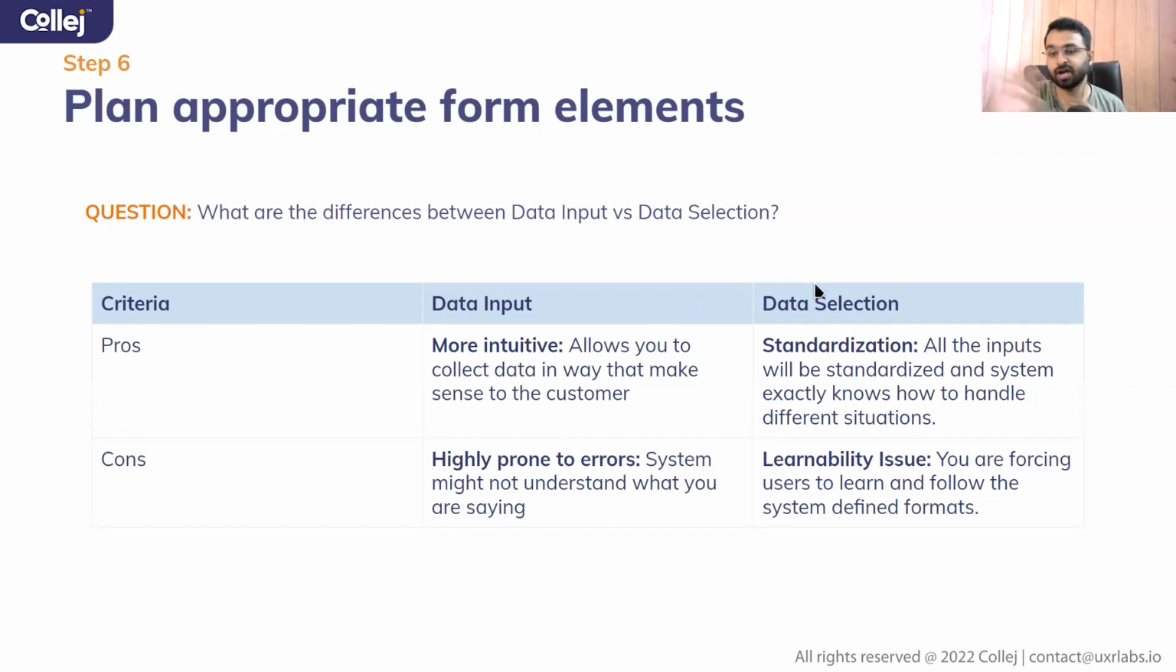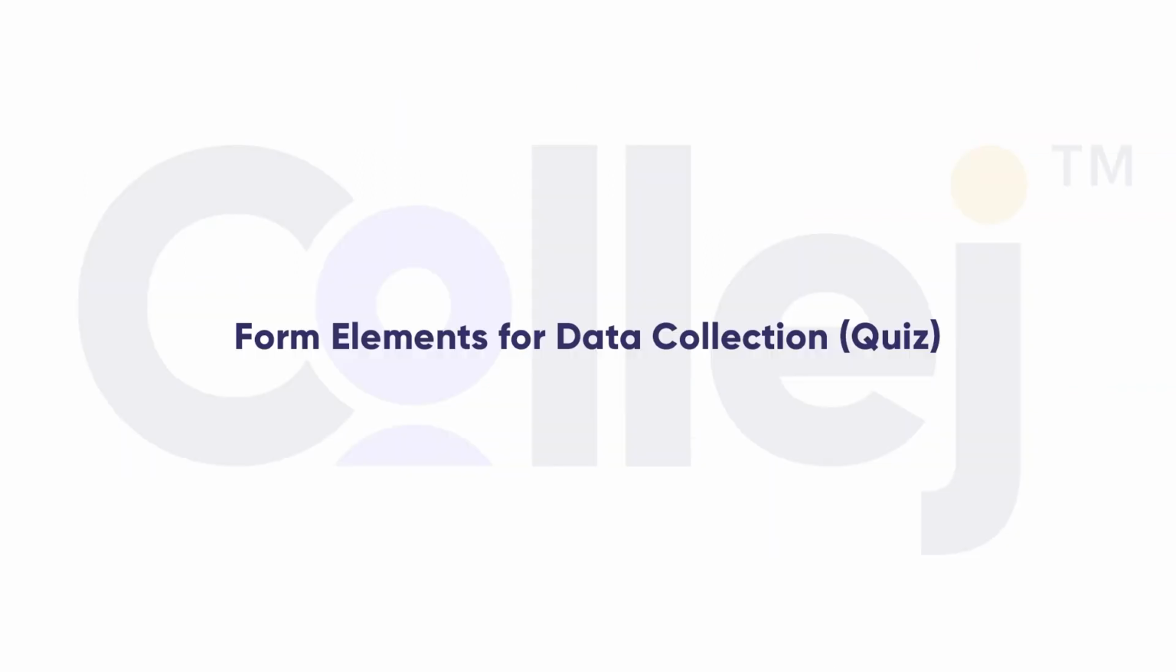But with data selection, you have the advantage. You can put the choices: select from these options below. But the learnability issues will also come because they'll need to learn those standards, right? They'll need to learn the choices that they need to make.